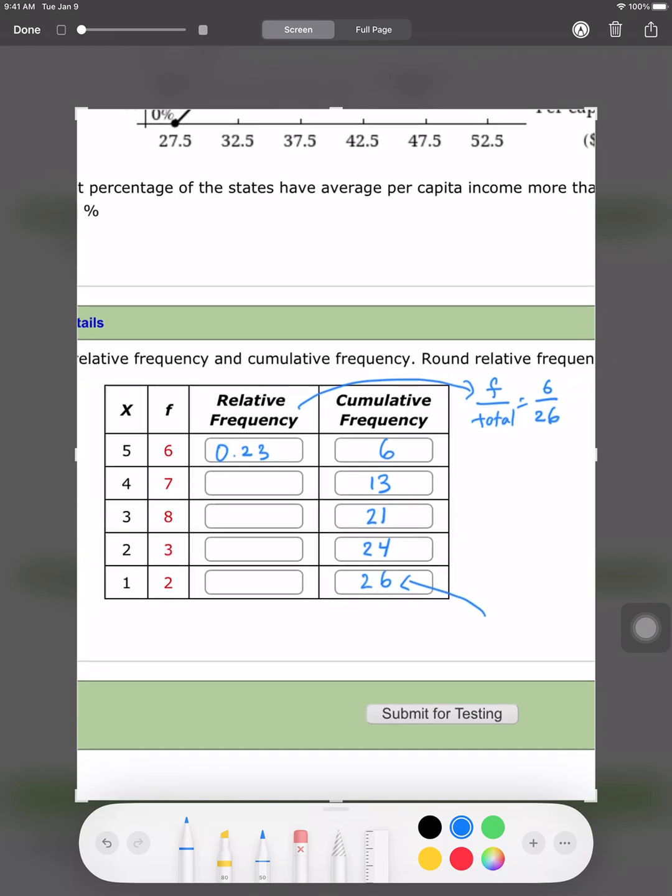And so the next one will be 7 divided by 26, and that is 0.27 rounded, and so forth and so on. You simply divide each of them. And again, this simply gives us the percentage of that value. So this means, for example, that 23% of the numbers are the number 5. All right? All right then.